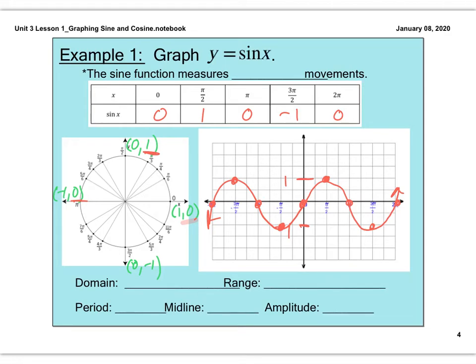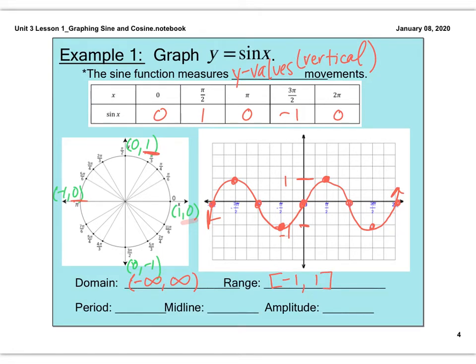Now sine functions, remember, measure the y values, which is going to be the vertical movements. The domain on here can go forever to the left and forever to the right, so it goes from negative infinity to infinity. The range is basically the y values. How far up and down does this thing go? Well, the lowest it goes is negative 1, and the highest it goes is positive 1, and it includes those two spots. So it's going to go from negative 1 to 1, including negative 1 and 1. That's why I use those square brackets.